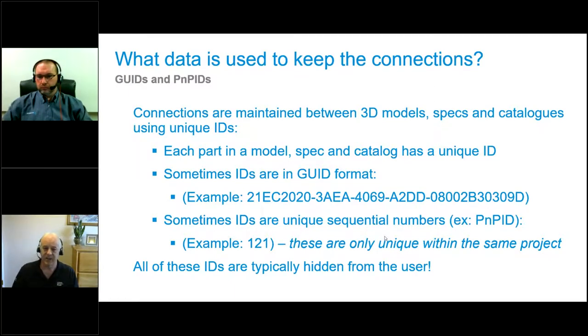And when I say the database, I mean the specs and catalog files. For specs, it's the PSPC file. The catalogs would be the PCAT files. They're actually SQLite databases, so you could open them up with a SQLite editor. The Plan 3D files, whether you're using SQL or SQLite, those databases also exist out there. And those are the three places where the IDs are stored and the connections are maintained between the different areas that we're talking about.